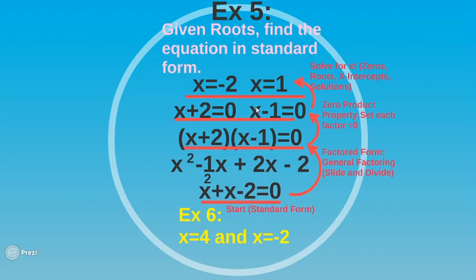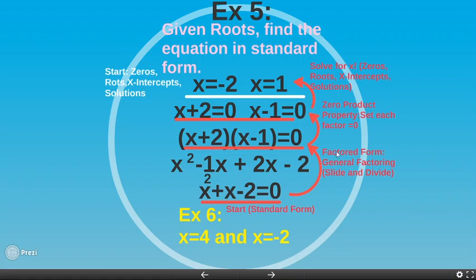Okay, well, in example 5, we are reversing the order. We are starting from here. So we're starting with your zeros, roots, x-intercepts, and solutions, and we're trying to work our way to the polynomial. At this point, you can start copying down example 5. This is example 5. If you want to write these steps, you can.